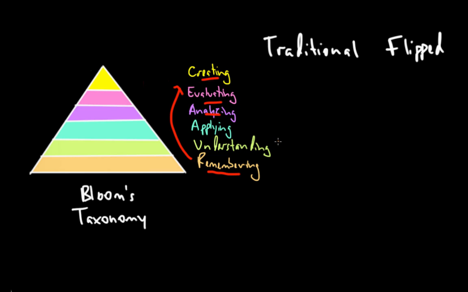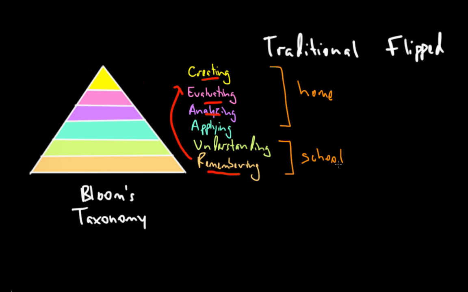In traditional classrooms, this was divided up basically into two phases, where the bottom two levels were done in class, so I'll just label this school, and this was the function of lecture, where the teacher would directly give this information to the students themselves. Then the students would go home and do homework, and this is where they would do those higher levels.